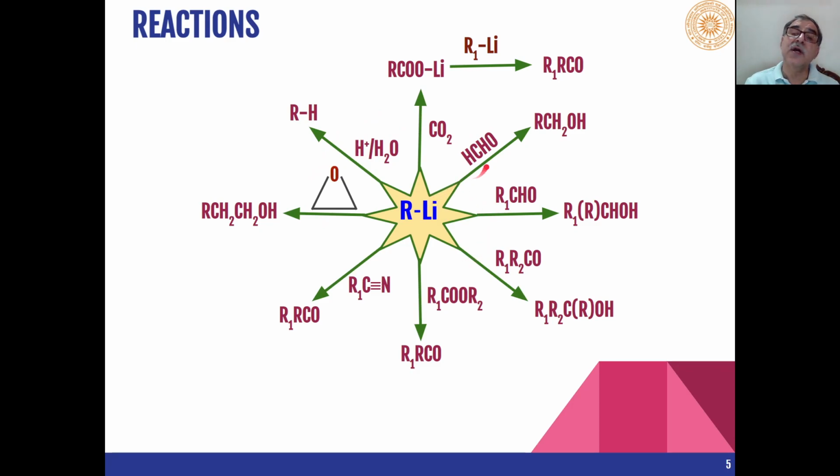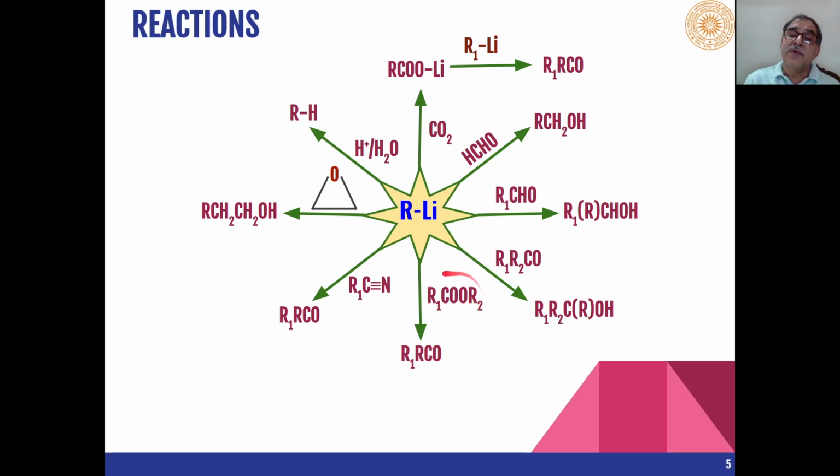For example, when alkyl lithiums are reacted with formaldehyde, we will get primary alcohols as the product. Similarly, alkyl lithiums on reaction with aldehydes will give us secondary alcohols as the product. Ketones will react with alkyl lithium to give us tertiary alcohols as the product. And you can see that the products formed in case of carbonyl systems are the same as we have seen during the reaction of Grignard reagent with these types of substrate.